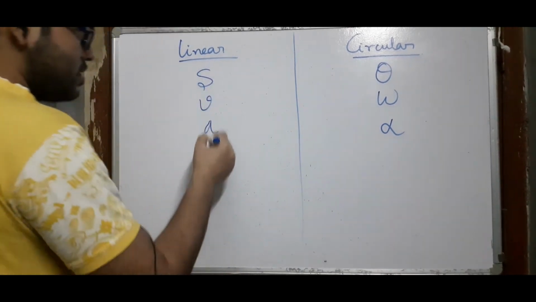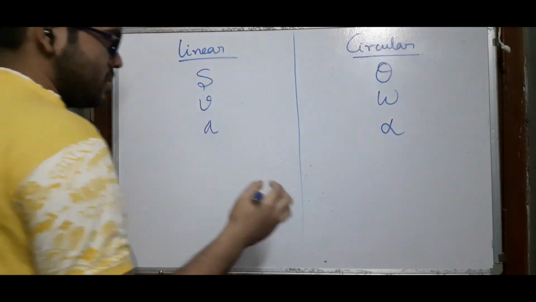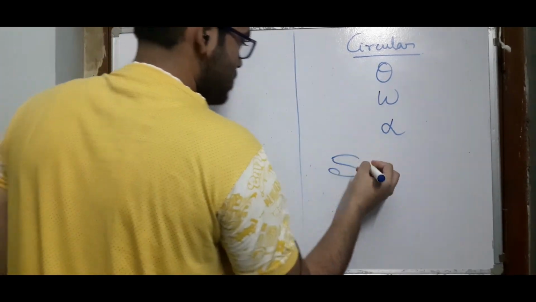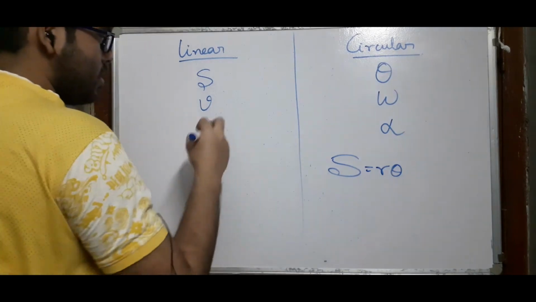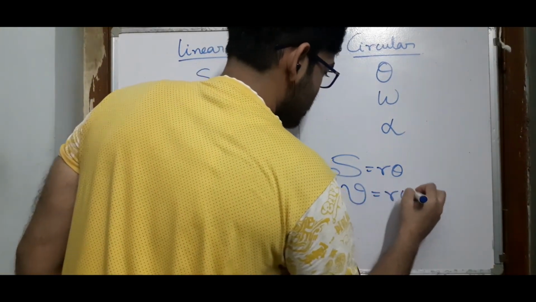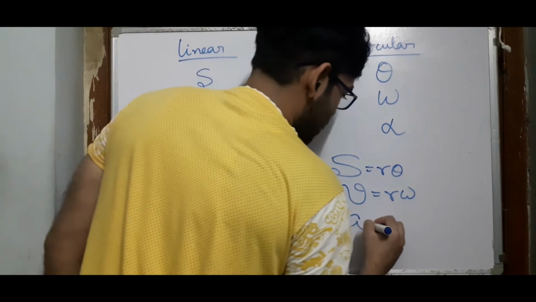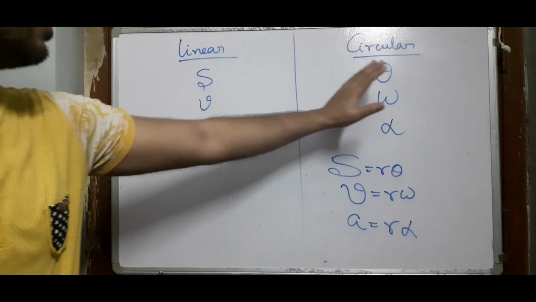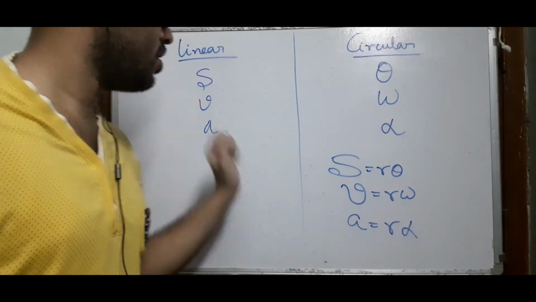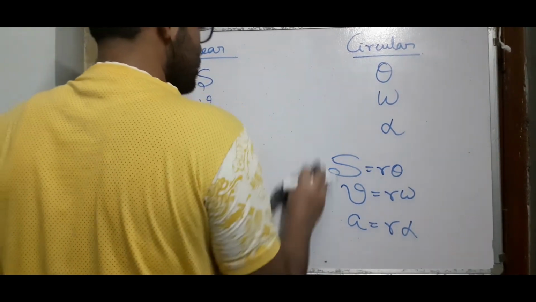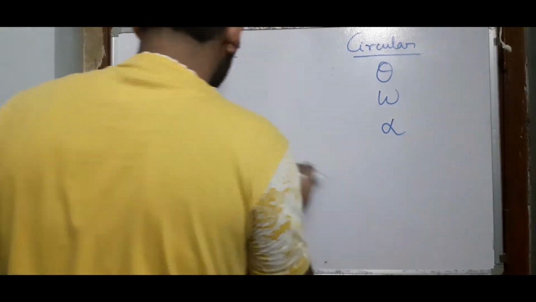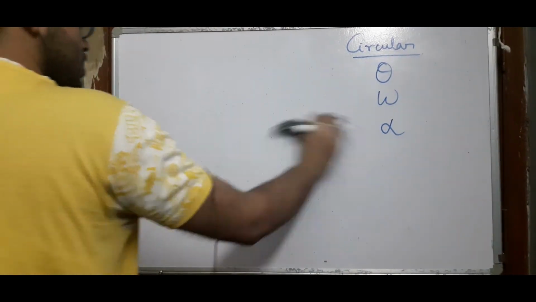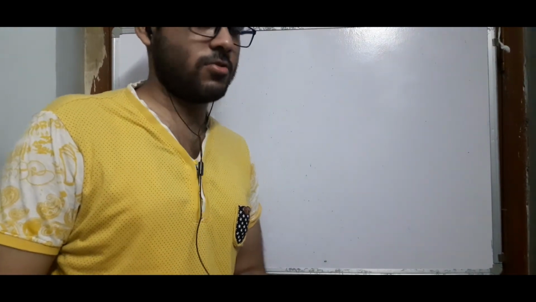So using these things and the three relations between them, s equals r theta, v equals r omega and a equals r alpha, just see, putting r you can get all three relations between the three analogous physical quantities. Using these three, we can derive the basic kinematical equations involved in circular motion.